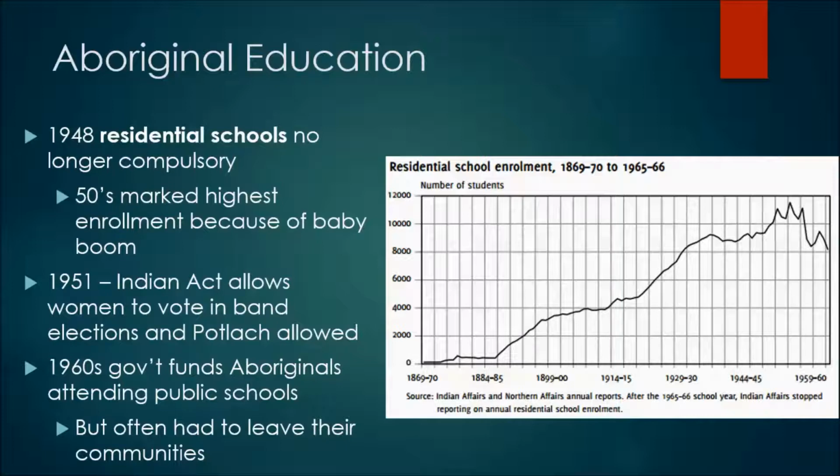In the 1960s, the governments will start to fund Aboriginals leaving reserves and going to public schools. So rather than forcing them to go to residential schools, they'll try to support Aboriginals in trying to get an education that's comparable to what all other Canadians can find. Often what that meant, of course, is they have to leave their communities. And we'll show you a little clip of how that's working today in a moment.